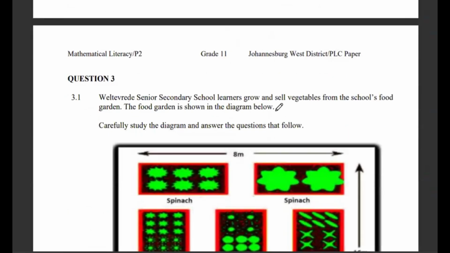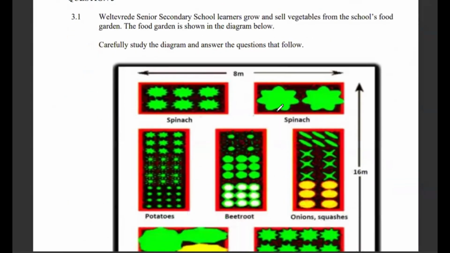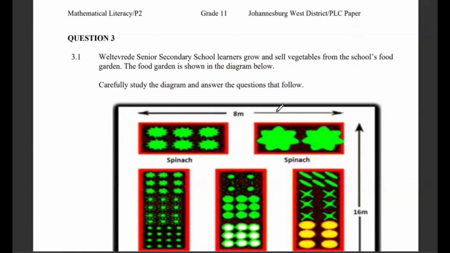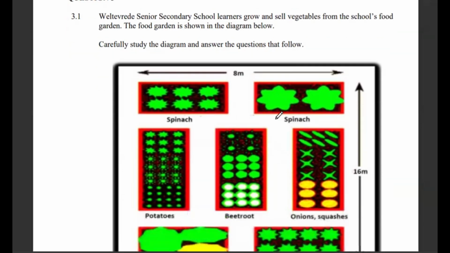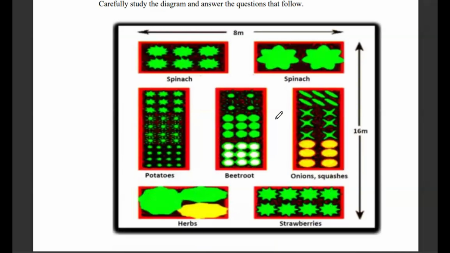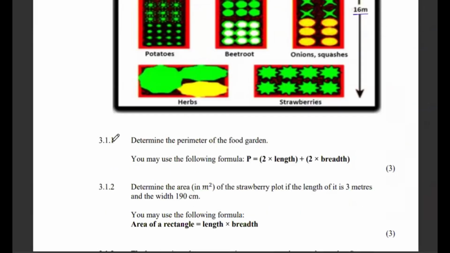All right, we look at question number 3. Both a secondary school, learners grow and sell vegetables from the school's food garden. The food garden is shown in the diagram below. Carefully study the diagram and answer the questions that follow. When you look at the diagram, it is a rectangle because it's 8 by 16, and it's made of other rectangles inside. 3.1.1: determine the perimeter of the garden.